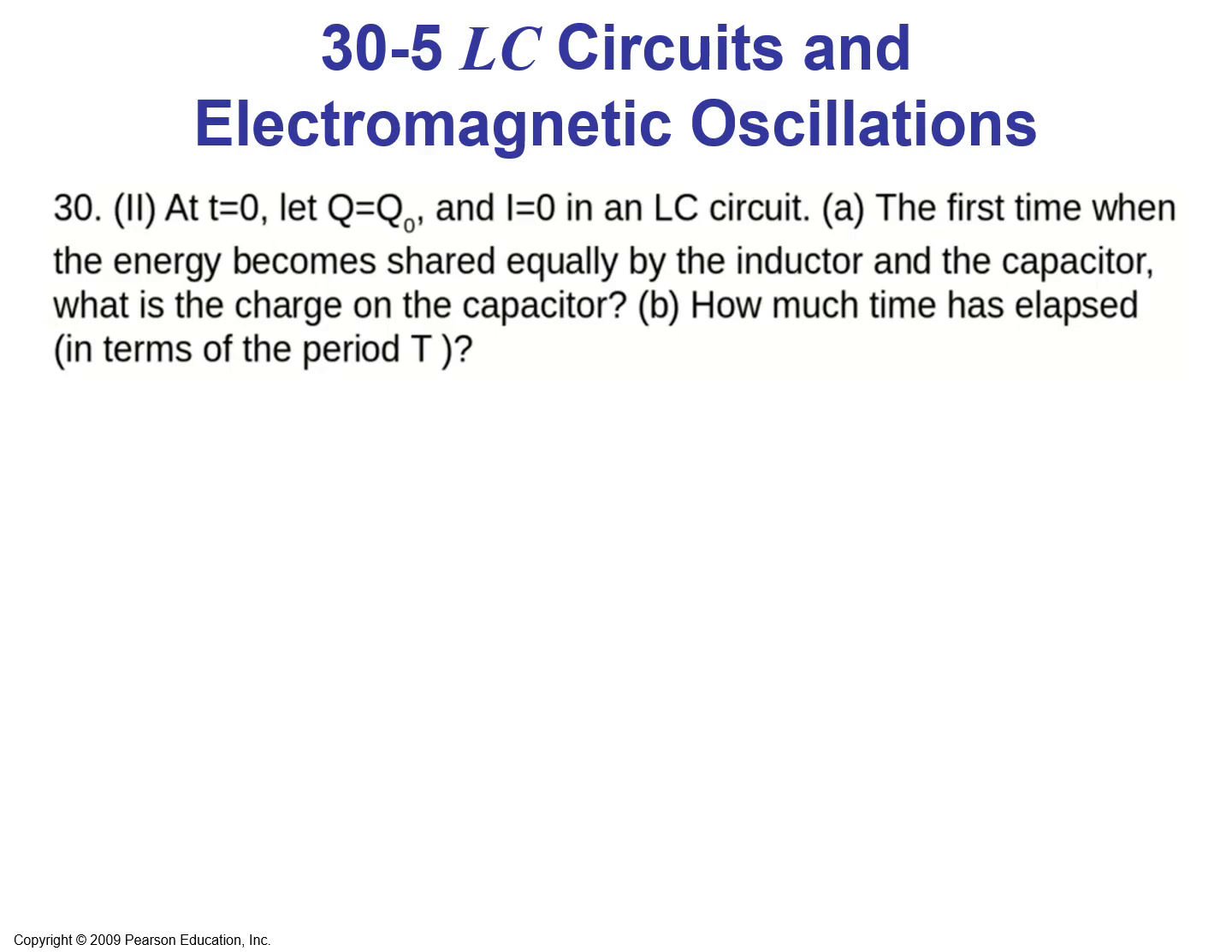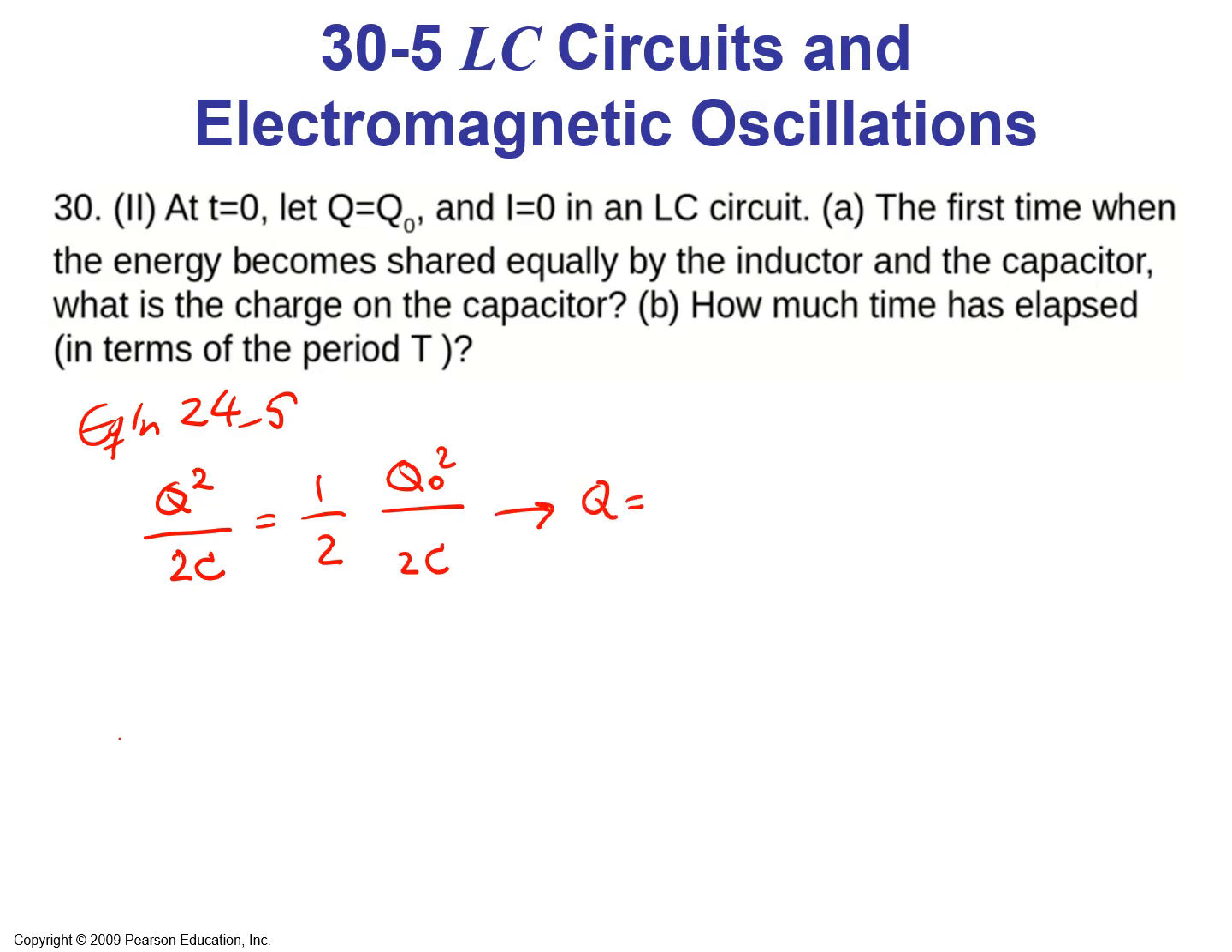So for part A, we know that when the energy is equally shared between the capacitor and the inductor, the energy stored in the capacitor will be 1/2 of the total initial energy. We use equation 24-5 to write the energy in terms of the charge on the capacitor and solve for the charge when the energy is equally shared. So we have Q squared divided by 2C is equal to 1/2 Q naught squared over 2C. What is the charge? Square root of 2 divided by 2 times Q naught.